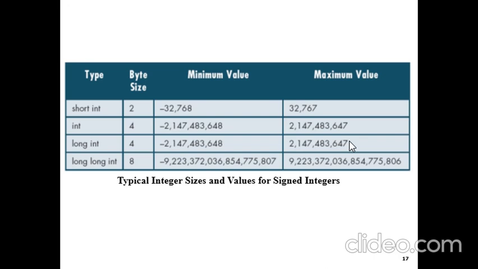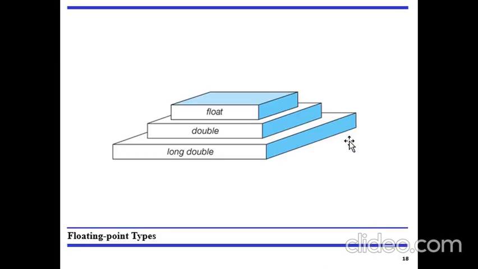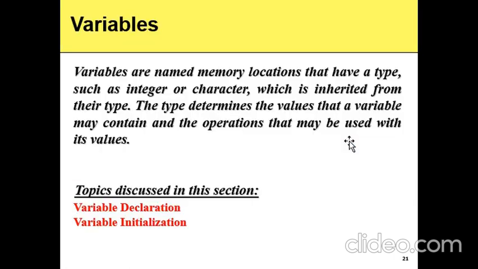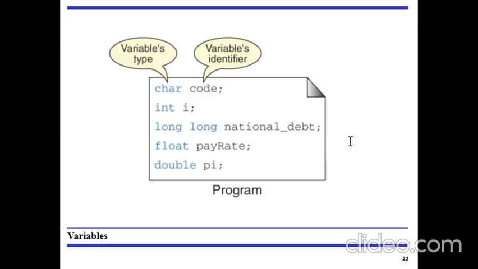Here the range is shown in the slides: short int, long int, float, double, long double. Here the categories: void, types, integral, floating point. Here is an example: char.